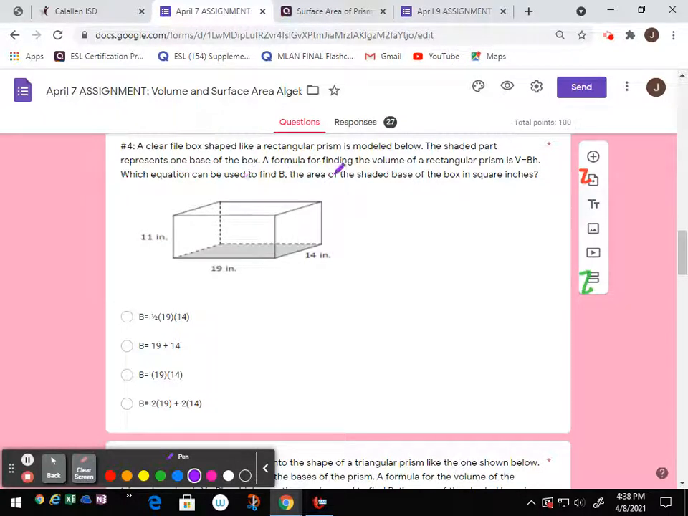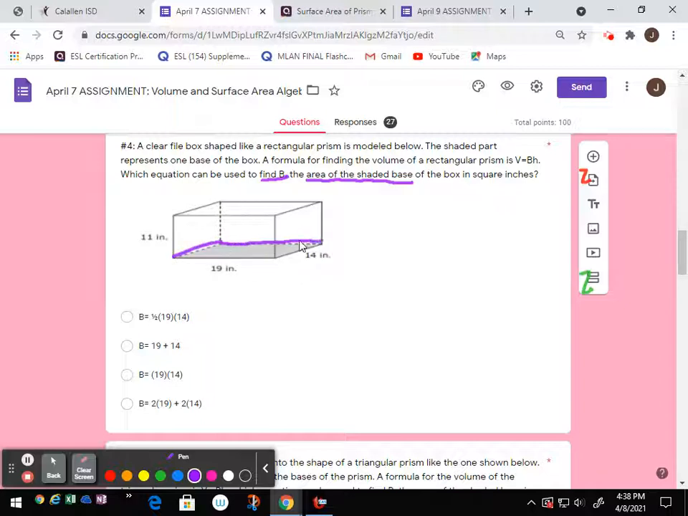A formula for finding the volume of a rectangular prism is V is equal to big B times H. Which equation can be used to find B, the area of the shaded base of the box in square inches? Okay? So we're only worried about finding big B again. We just want the area of the base.